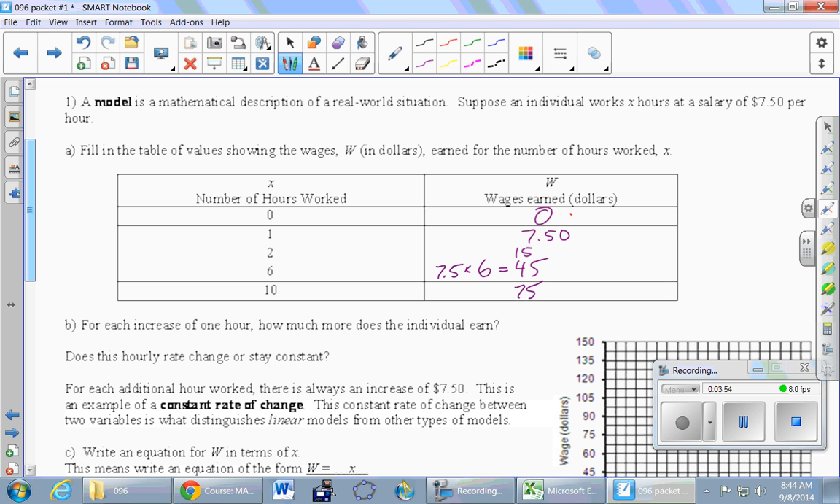Okay, let's take a look here. Going from 0 hours to 1 hour, what was the increase? 7.50. Going from 1 hour to 2 hours, what was the increase? Was 7.50. And every hour that you work more, you get another 7.50. It's not something complicated where once you get past 40 hours, then you're into overtime pay and you get time and a half or something like that. So this hourly rate stays constant, yes? Every extra hour you work, you make exactly the same amount of money. It's another 7.50 on the pile.